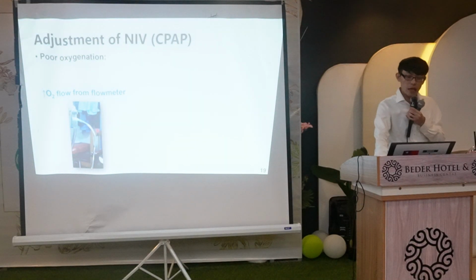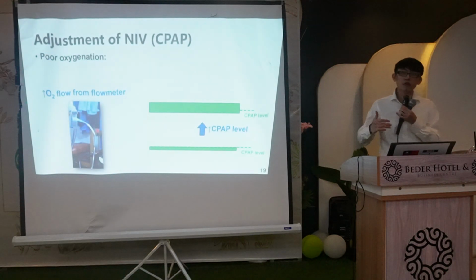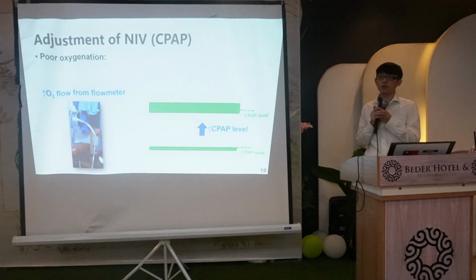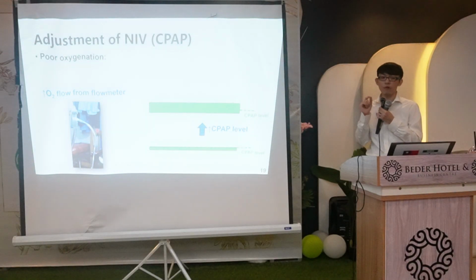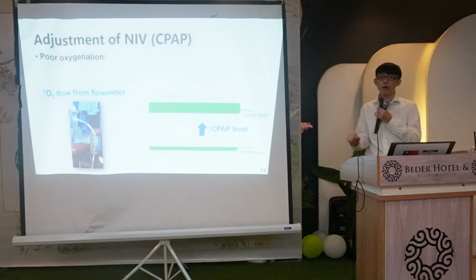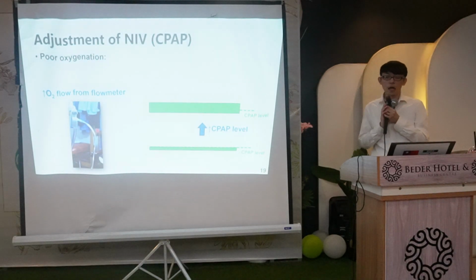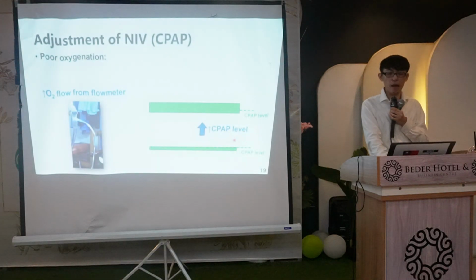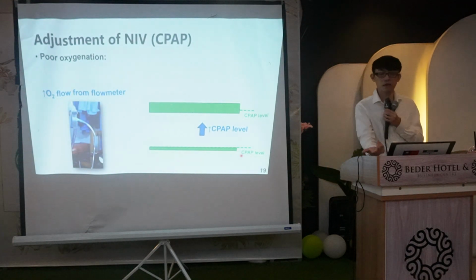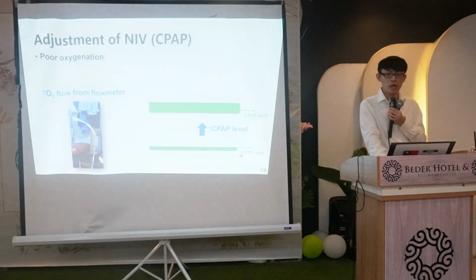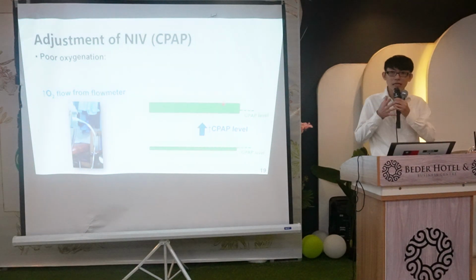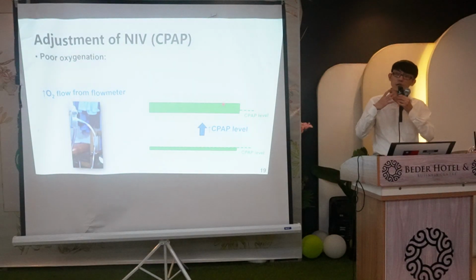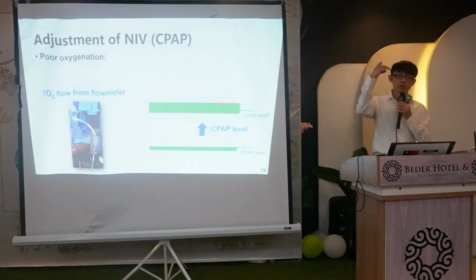If you increase the O2 flow and the saturation is still low, you need to think about refractory hypoxia. Maybe the lung is collapsed. So the next step is to increase the CPAP level, because in CPAP this is the only parameter you can set. Increase the CPAP level to expand collapsed alveoli, to improve the shunt, to let oxygen go inside.